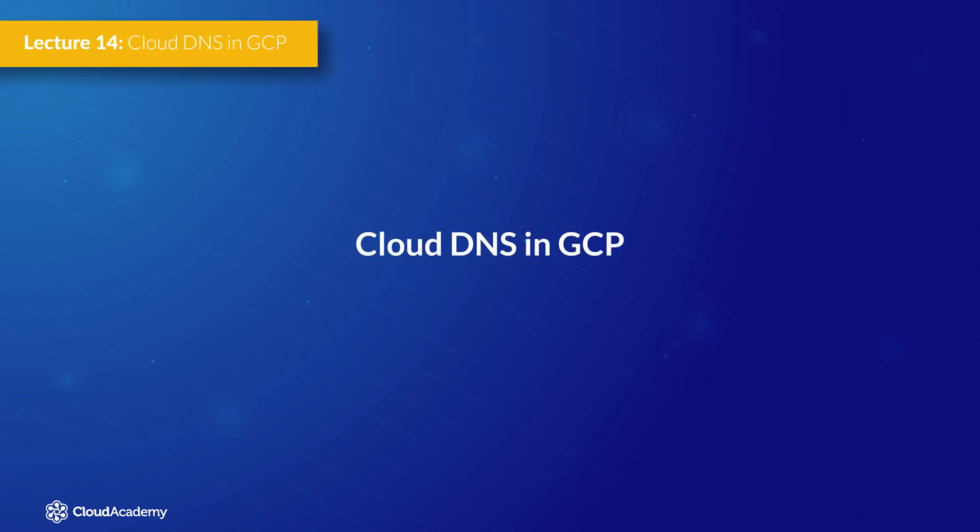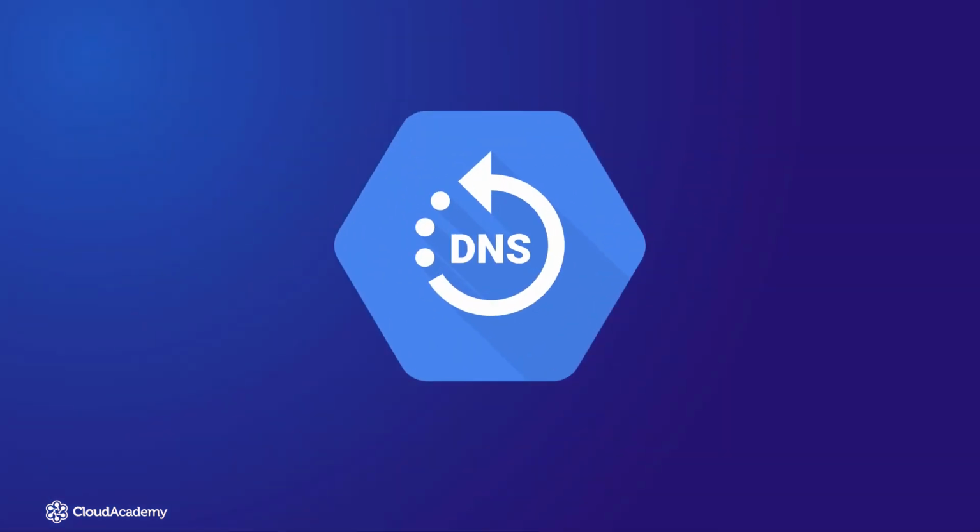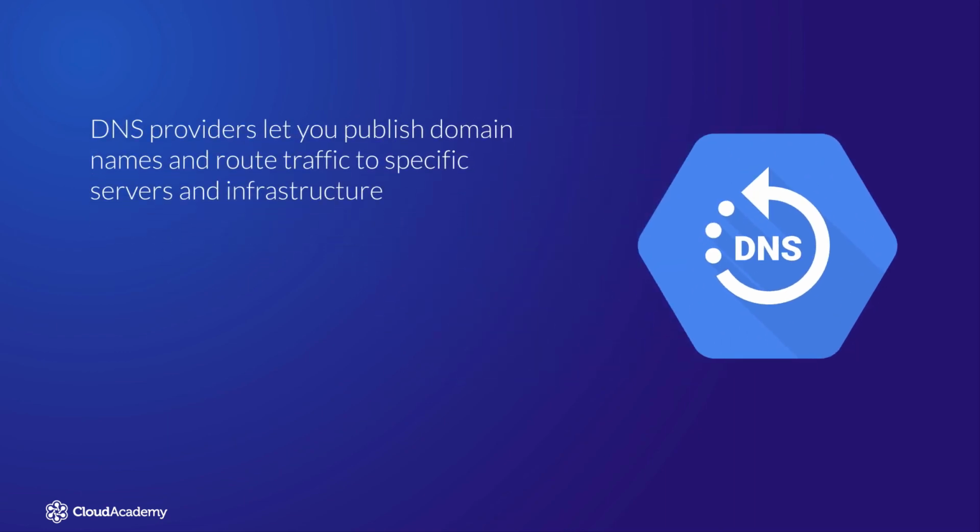In this final instructive lesson, we're going to go in depth on GCP's Cloud DNS service. DNS servicing is a critical make-or-break component of any web-facing application, so we want to make sure you understand GCP's approach. If you've worked with DNS providers before, like Route 53 or maybe GoDaddy, then you understand the basic purpose. DNS providers let you publish domain names and route traffic to specific servers and infrastructure. So if we have a website running on a random IP address and we want to connect it to our domain, coolsite.com, a DNS provider can create the necessary records to do that.